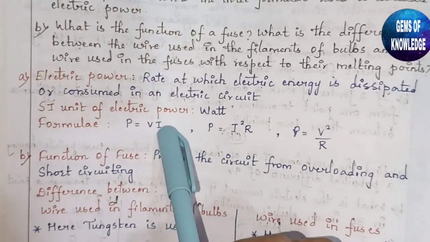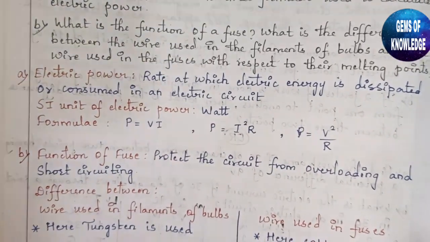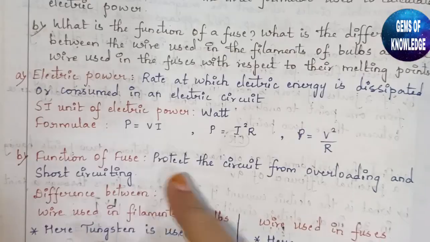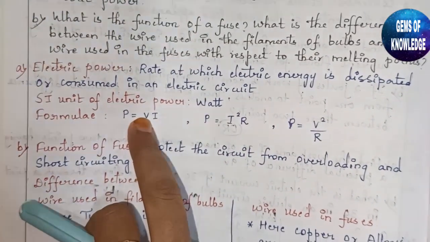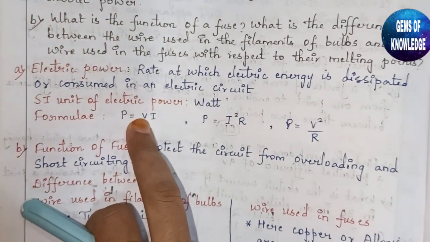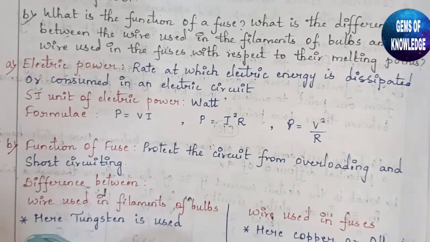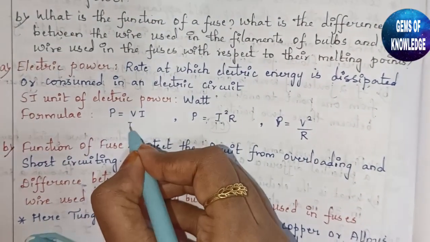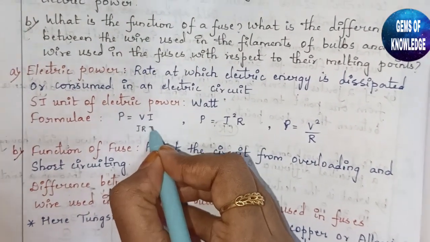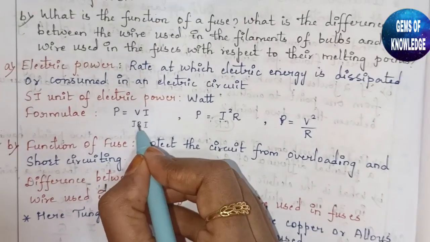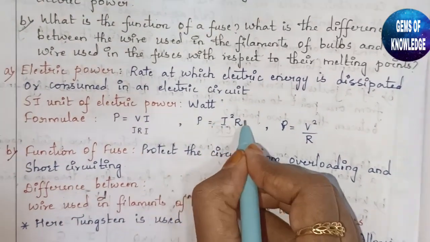we know that P equals V into I, voltage into current. Now for this same formula, what is the value of V according to Ohm's law? V equals IR. So if I substitute V equals IR, this I will become I squared and R. P equals I squared R. That is the second formula.